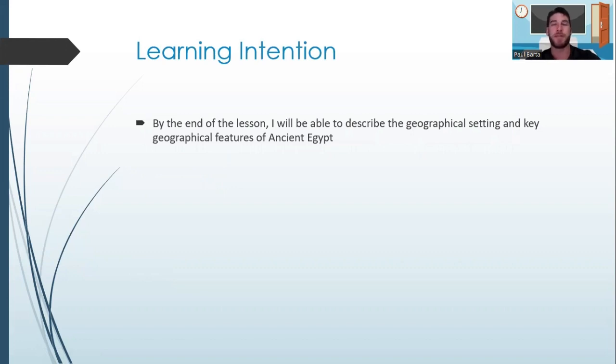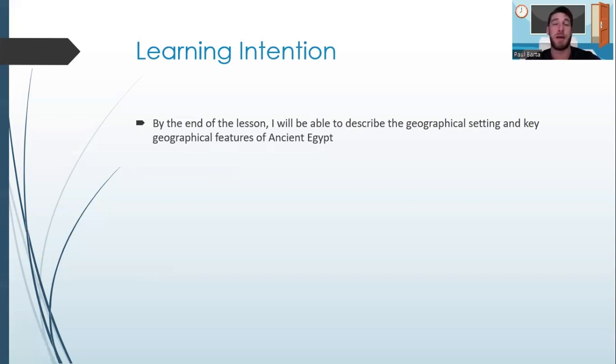We'll also identify and label some important man-made features, such as cities and religious sites. Just so if we encounter these sites later on in our studies of the unit, we'll have an idea of where they're located in ancient Egypt.